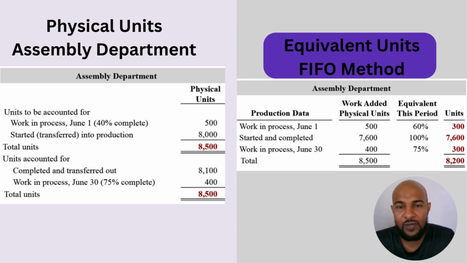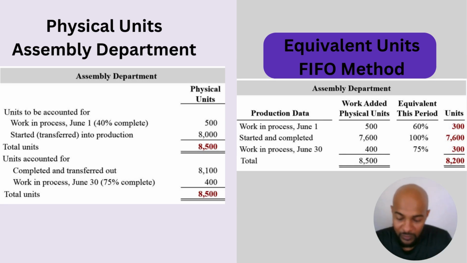And then we remember we have a closing work in process of 400 units. And if we started 8,000 units in production during the period and our closing is 400, it means that those that were started and fully completed was 7,600 units. And that's 100% complete in terms of equivalent units, so we will check that as 7,600. On our work in process, we have 400 units based on the physical units given, but that's only 75% complete. So the equivalent units, if you find 75% of that, is going to be 300. So in terms of equivalent units, we have 8,200 equivalent units.